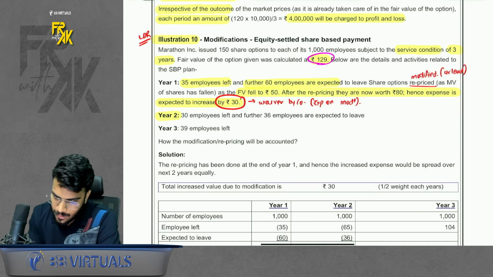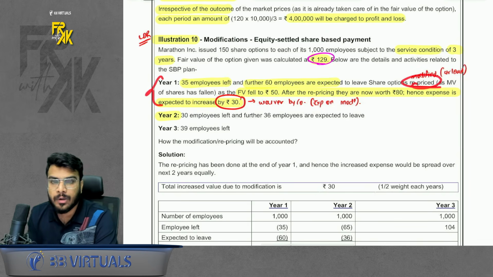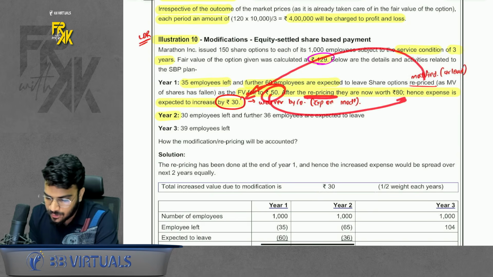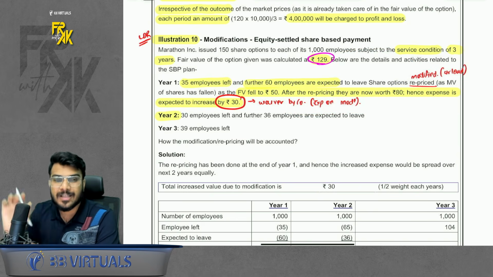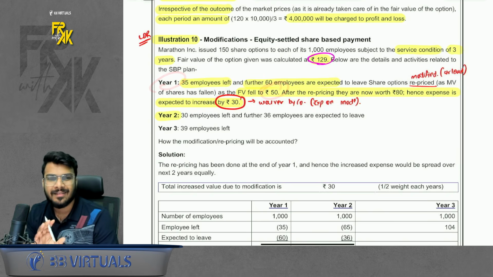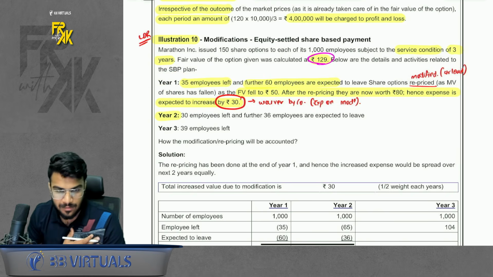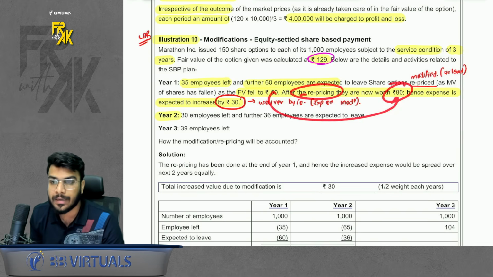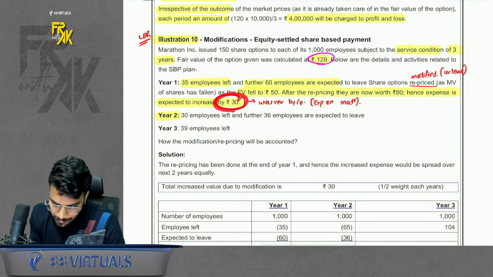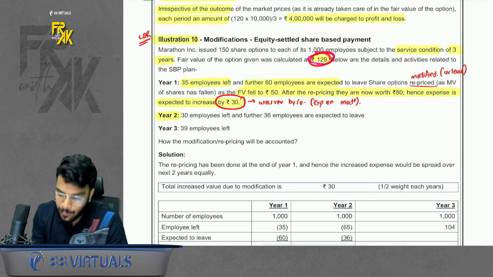Account for it separately. Now at the end of first year we repriced. How did you reprice? Because the fair value fell to 50. You repriced and increased the worth to 80. That means how much you must have waived off for the employees? You have provided the benefit of 30 rupees to the employees. Because at year 1 end, fair value fell to 50. See, normally fair value decrease is not my concern. But because of this fair value decrease, I am repricing the options and increasing the worth to 80. How will I reprice? I told you, you will waive off the exercise price maybe. So your fair value on modification is 30 rupees.